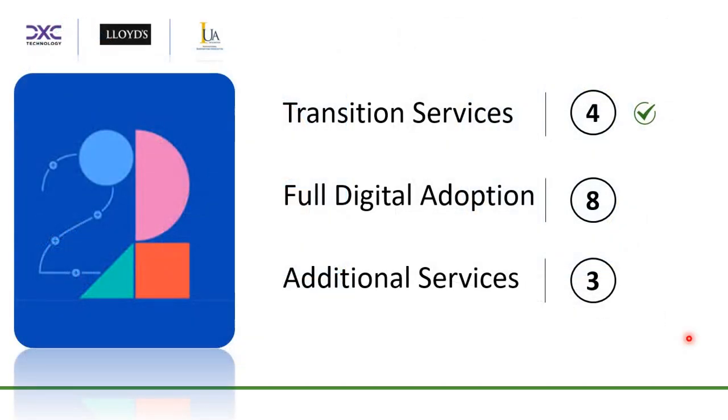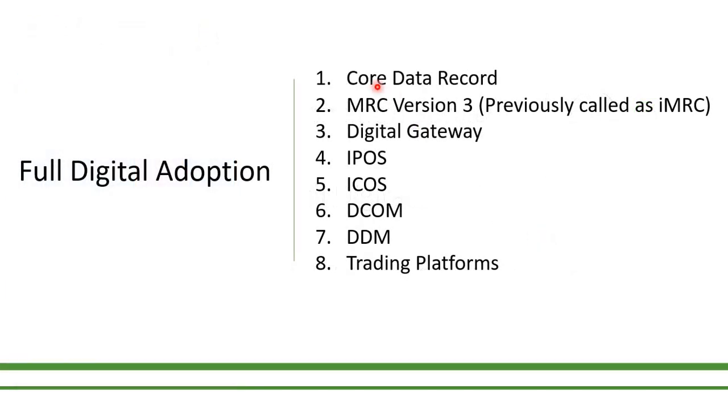So in my last presentation, I talked about these transaction services. In this presentation, I will try to give you a high level view about the services under the full digital adaptation. So we have a total of 8 services under the full digital adaptation category, and we will briefly talk about these services in the subsequent slides. So what are these 8 services?